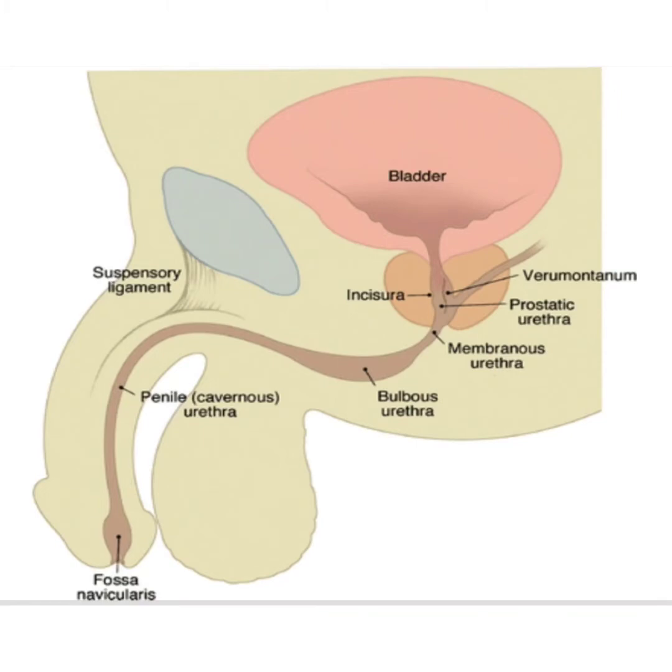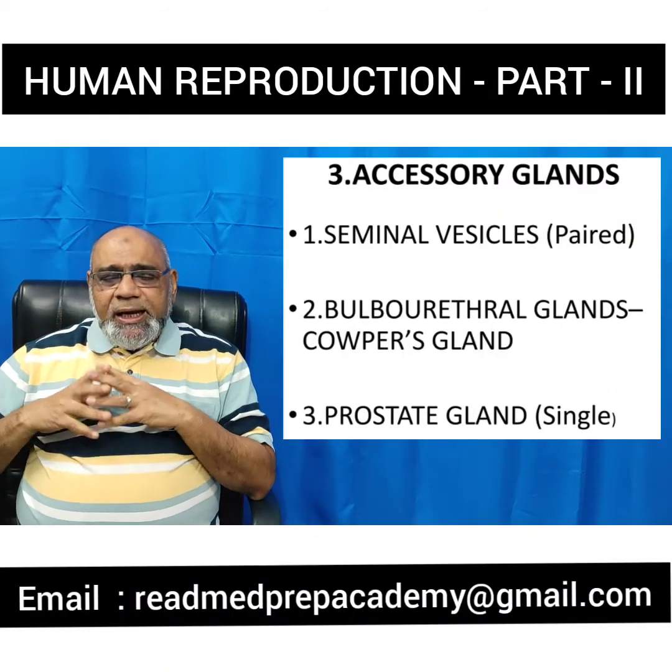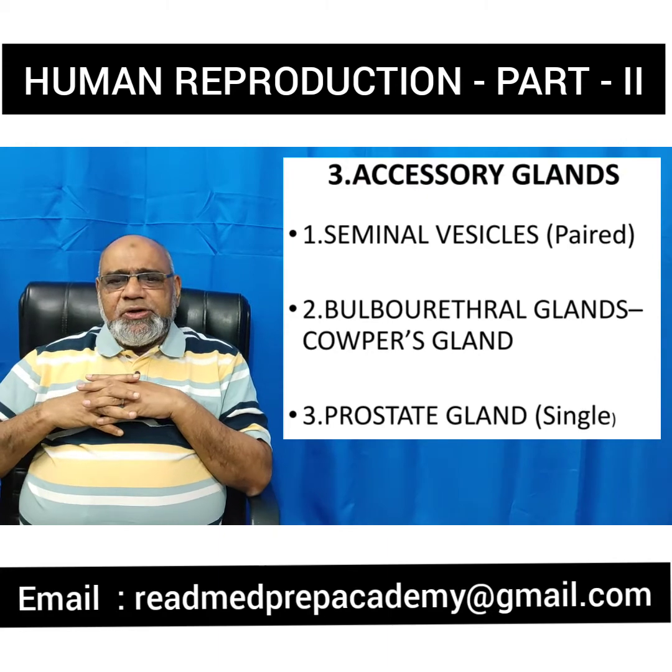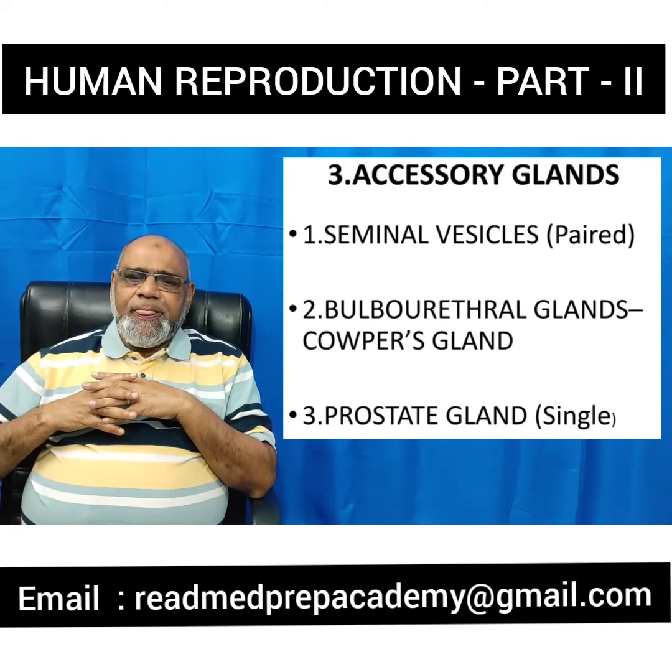What are the parts of the urethra? It is the prostatic urethra, the membranous urethra, the bulbous urethra, and it continues downwards as the penile urethra and opens out through the external urethral meatus. Now let us discuss about the accessory glands.